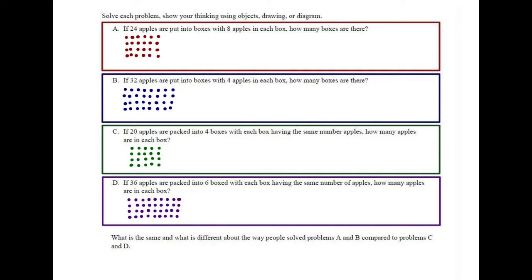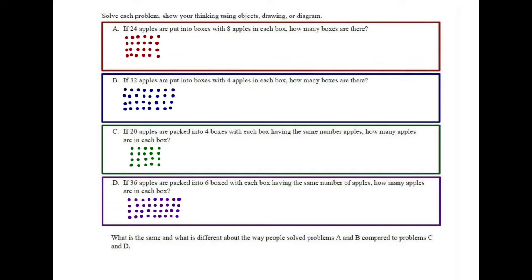So on the first one, if 24 apples are put into boxes with 8 apples in each box, how many boxes are there? Okay, so we could start with a box and put 8 apples in it, which means take up 2 rows. Okay, so then we take another box and put 8 apples in it. So that's another 2 rows, columns, whatever you want to call them. Third box, 1, 2, 3, 4, 5, 6, 7, 8, and that uses the last 8. Okay, that's one way of looking at it.